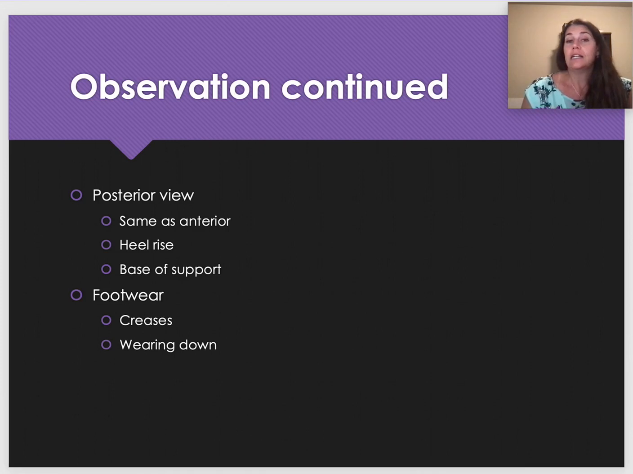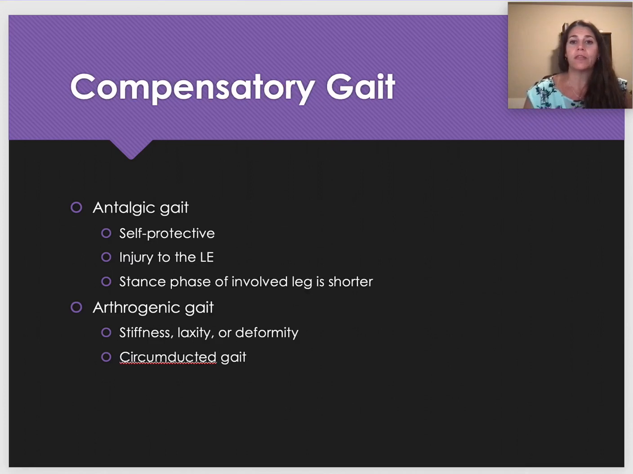Posterior view. Same as the anterior, just on the posterior side, you're going to be able to see the heel strike maybe a little bit better, and the heel rise. Your base of support, how wide is it? Make sure we're looking at that still. Footwear, and again, like I said, creases, where's the wear pattern, and everything else.